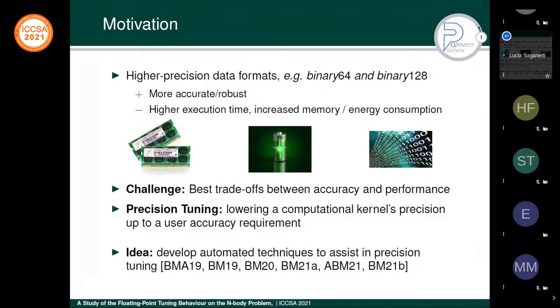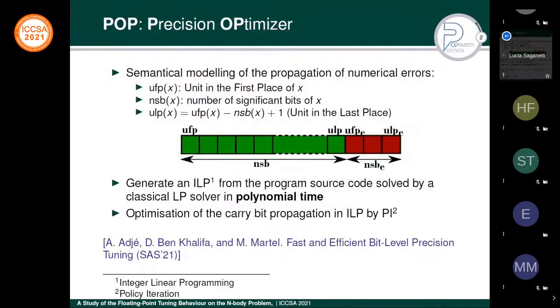So precision tuning consists of lowering a computational kernel's precision up to user accuracy requirements. And the goal of this work is that we have implemented a tool that assists precision tuning, and the tool is called POP. POP, short for Precision Optimizer, as I have said, is a static tool for precision tuning, which relies on a semantical modeling of the propagation of numerical errors.